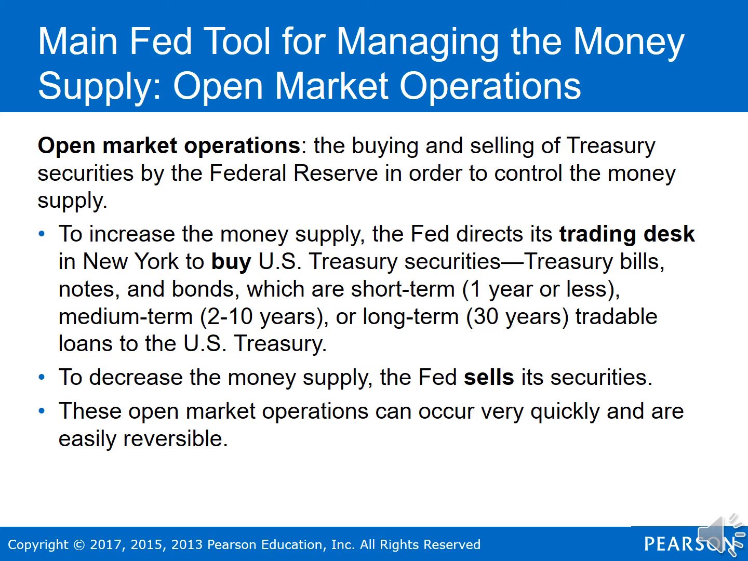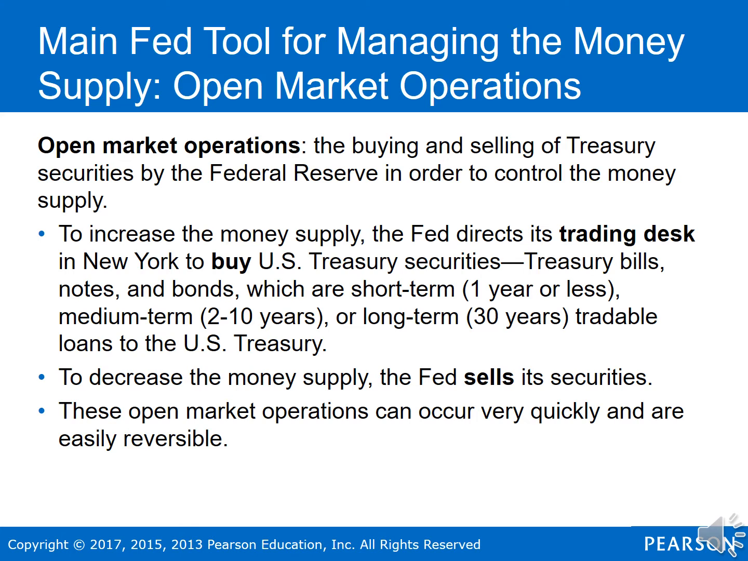Now, if the Fed wants to decrease the money supply, they're going to do the exact opposite. They're going to sell its securities. So when they sell securities to banks, they give the banks the security, so in this case, the treasury bill, and the bank gives them money. So this removes money from the money supply, so it's going to decrease bank lending.